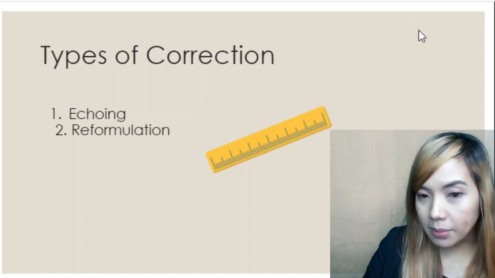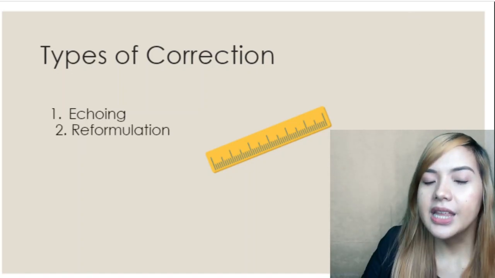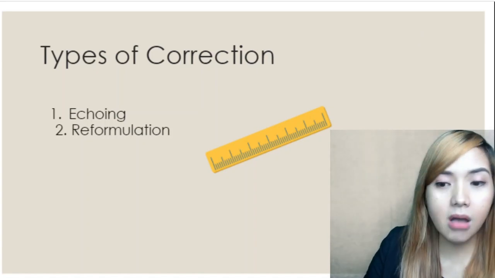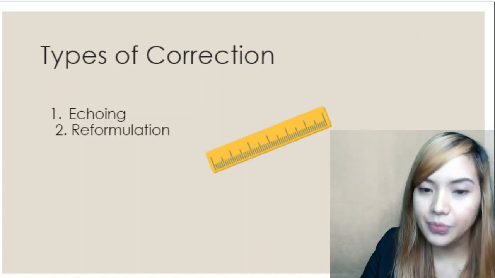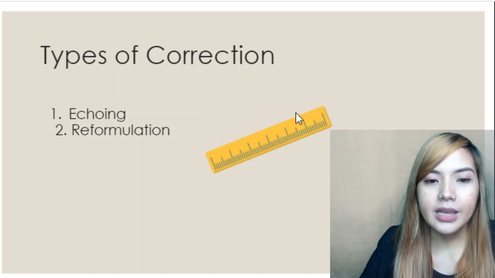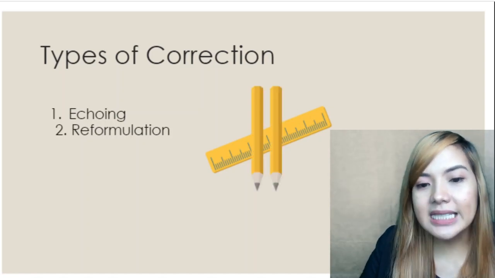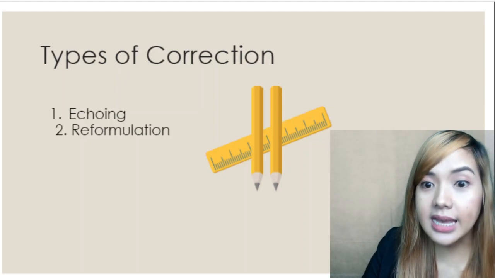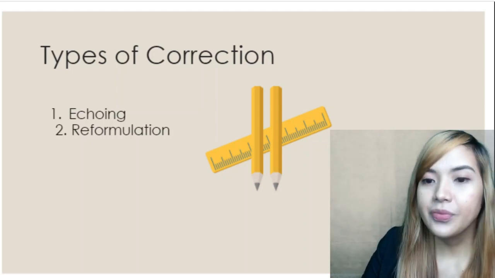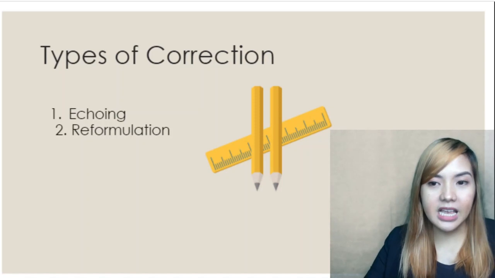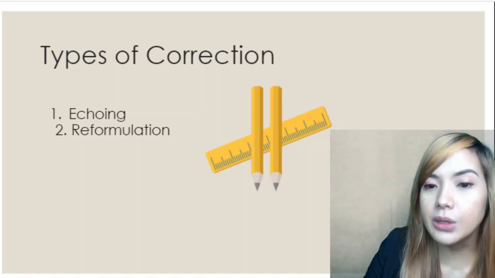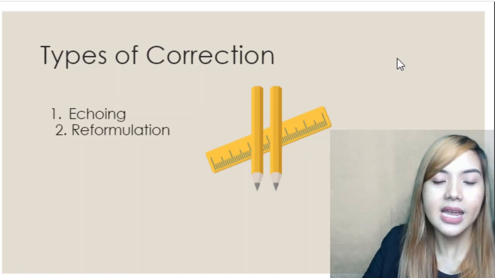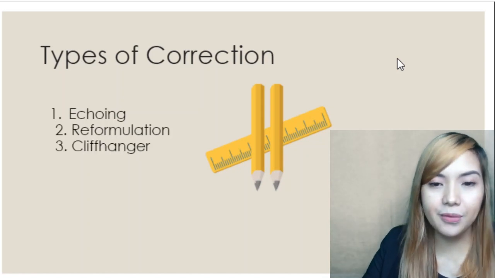Next, we have reformulation. The teacher says the correct way without calling attention to the student's error. For example, if the student says, this is a pencils, you say, these are pencils. I only use this technique if the mistake was just a slip and I know that the student already understands the lesson. Next is the cliffhanger.